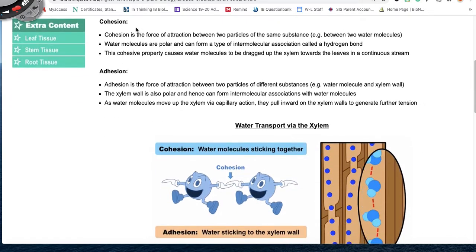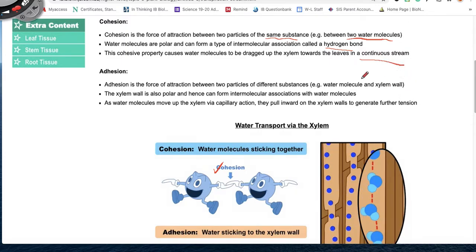Cohesion is the force of attraction between two particles of the same substance. That just means that water is sticking to itself. Water likes water, right? And when it does, it forms these hydrogen bonds, the dashed red lines that you see. This allows water to be dragged up the xylem in a continuous stream, so it's not going to break apart.